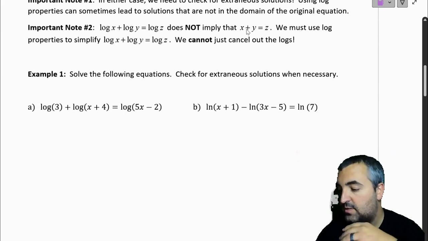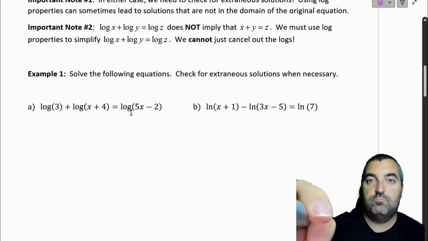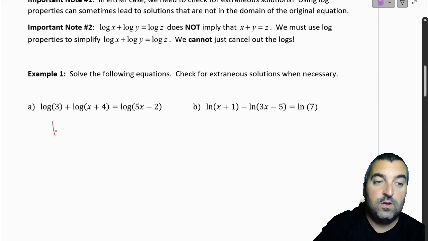All right, so let's do a couple examples here, and then we'll call it a day. So here, log base 10 of 3 plus log base 10 of x plus 4 equals log base 10 of 5x minus 2. So we have two logs over here. So we've got to use our log properties to make it one log. Well, because they're added, that would mean I multiply.